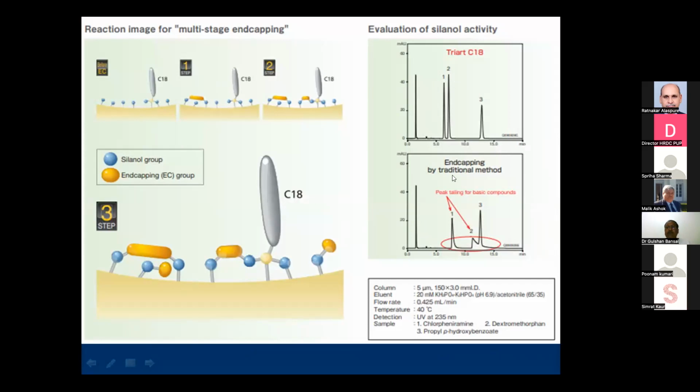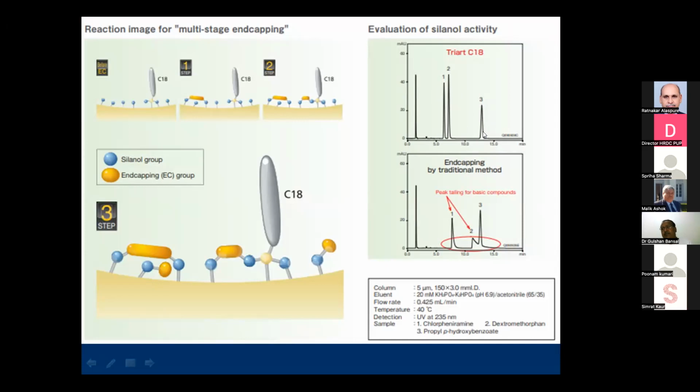This is the difference between a completely end-capped column and an incompletely end-capped stationary phase. See here, the two components, dextromethorphan and hydroxybenzoate, are not completely resolved. But when we move to the completely end-capped stationary phase, all three components are resolved to baseline resolution with very distinct peaks. So that is the advantage of complete end capping.